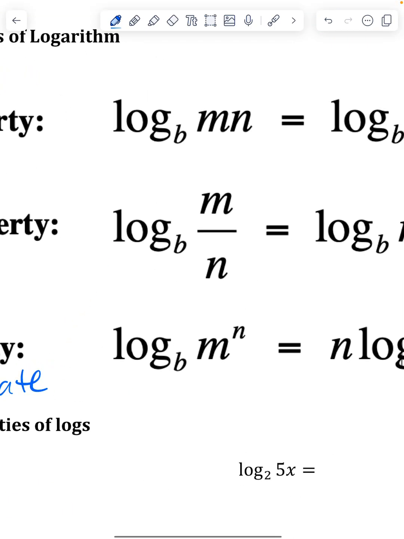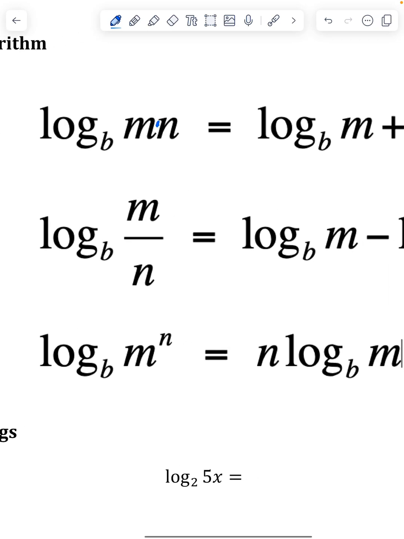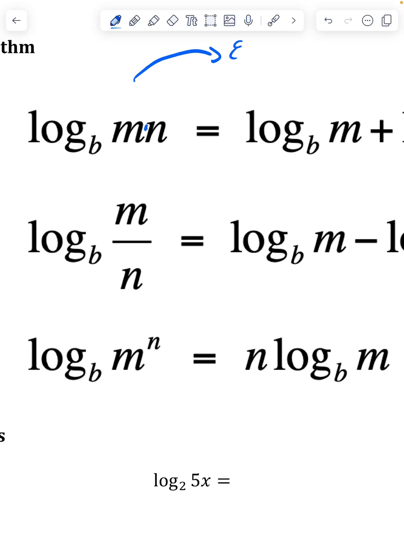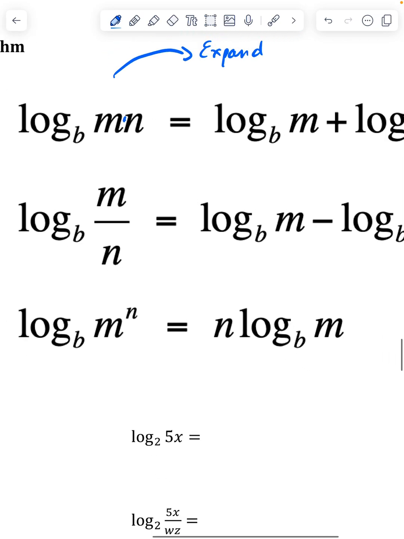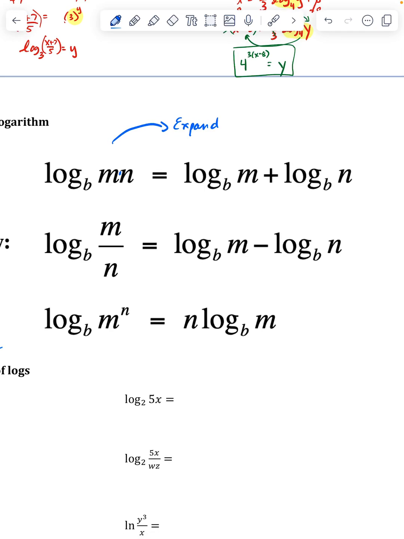It's saying if you have the log of some base of something times another thing, you can separate. So going this direction is how we expand. You can separate them into the log of the first thing plus the log of the second thing. They keep the same base. Whatever this base is, that stays the same. Later on, if we start with them separated by adding and we want to put them together by multiplication because that suits our needs, that's what we're going to call condense. So expanding and condensing are using the same three rules, just going the opposite direction.